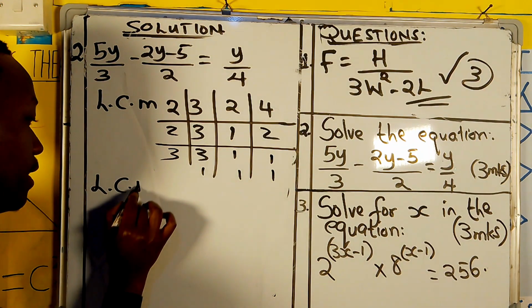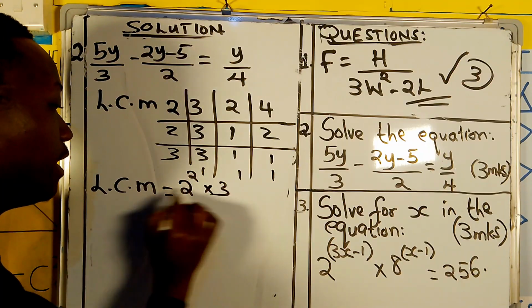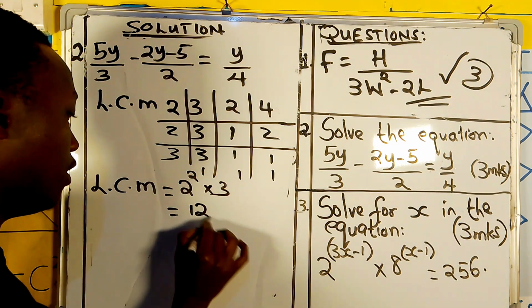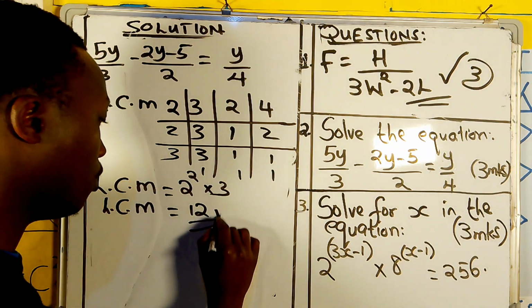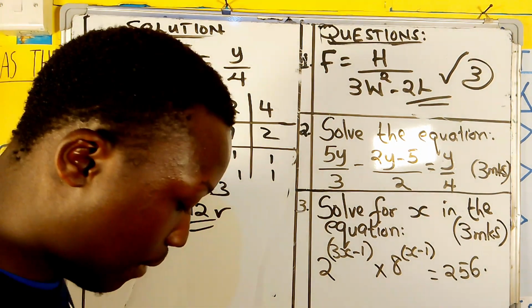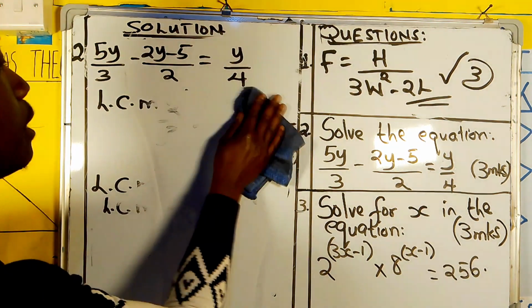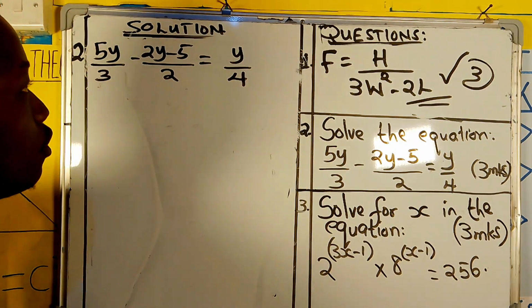Therefore, our LCM is equal to 2 squared times 3. 2 squared is 4. 4 times 3 is 12. So our LCM is equal to 12. When we get our LCM equivalent to 12, we are going to multiply all our elements with the LCM, which is equal to 12.